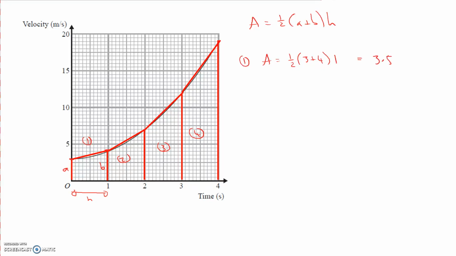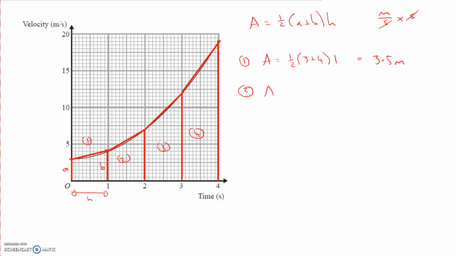And what are our units this time? Well, we know that we're working out a distance, and we've got meters per second, so these have got to be meters. But if you're unsure, what have we done? To find an area, we've multiplied meters per second by seconds on the x-axis. We've got seconds on the top, seconds on the bottom, so we just get meters. So definitely units of meters. All good.